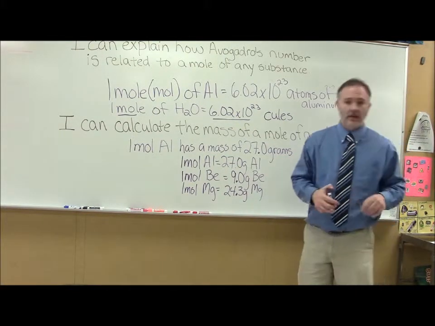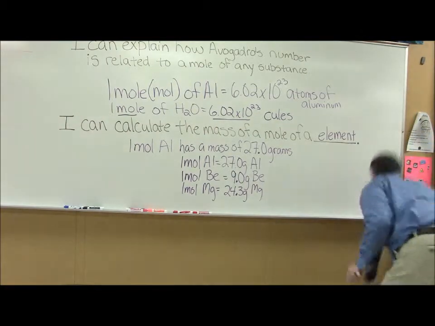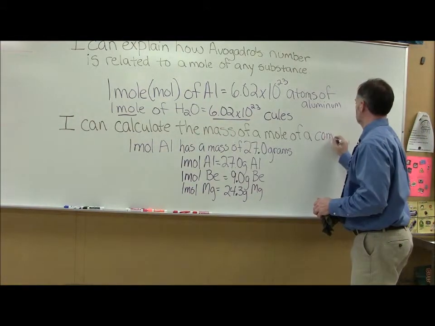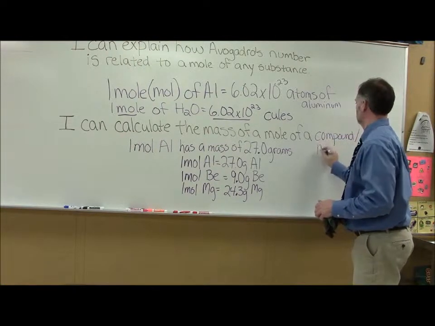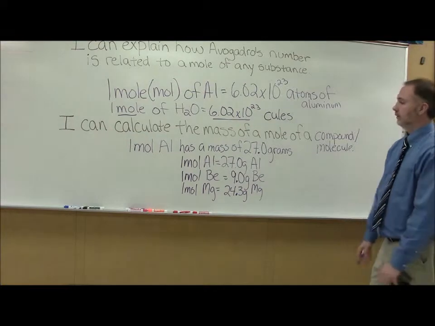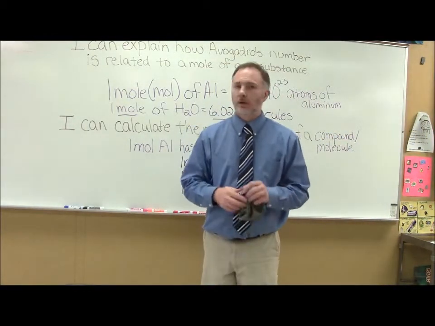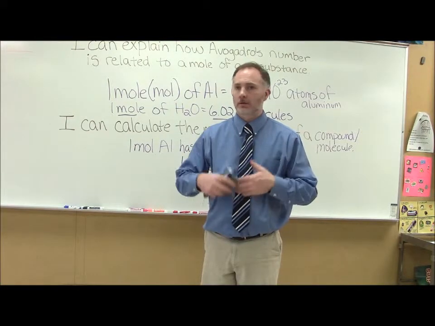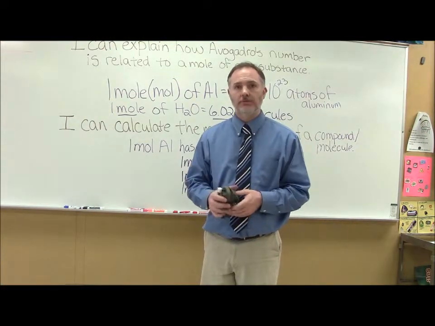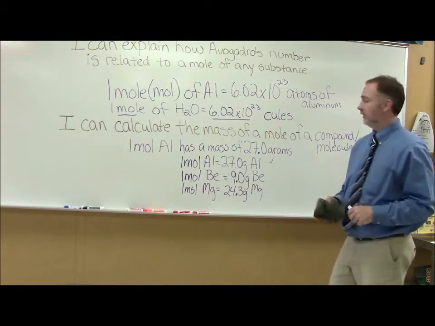Okay, not too bad. All right, now I want to change this I can statement here, and we're going to erase the word element. I want you to write down compound or molecule. I can calculate the mass of a mole of a compound or molecule. And it's just this easy. A compound or molecule has a formula, okay? And the formula tells you how many atoms of each one are in that formula. You're just going to add up all the different atoms that are in the formula. You need the atomic mass of each one of those atoms, and you just add them all together. Okay? So let's do an example.